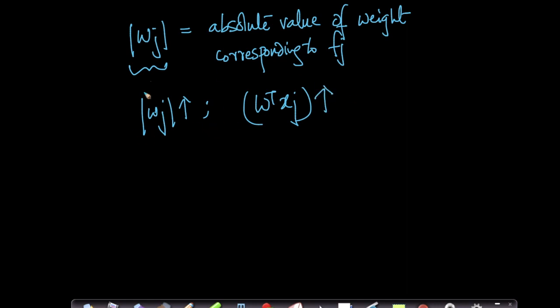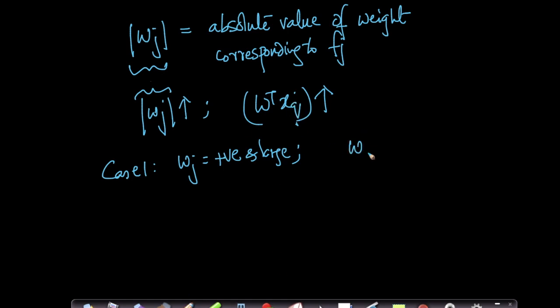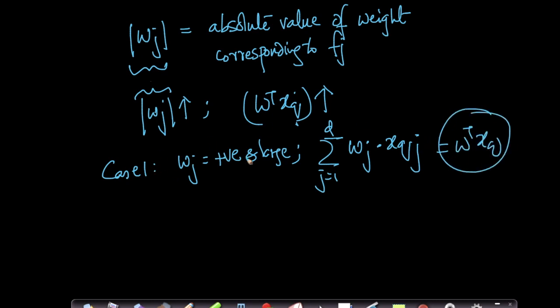Its contribution, because let's say Wj is positive. Case one: if Wj is positive and large, because at the end of the day, I multiplied Wj with xqj and I summed everything over j equals 1 to d. This is nothing but W transpose XQ, right? So if Wj is positive and large, then it impacts my W transpose XQ positively.